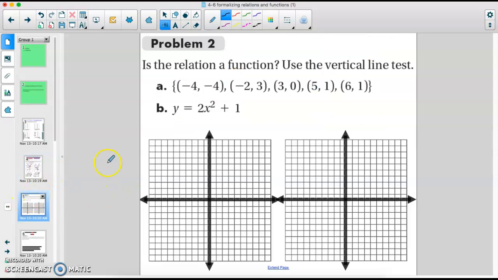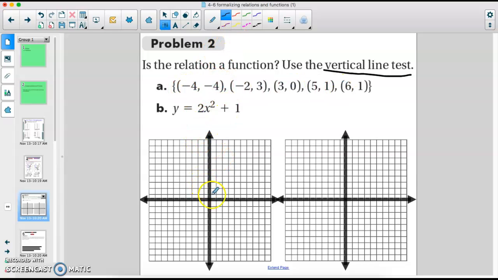Okay. Now we need to determine is the relation a function. And we're going to use the vertical line test in order to determine that. And if you remember in section 2, we talked briefly about the vertical line test. So what we're going to do is we're going to plot these points.